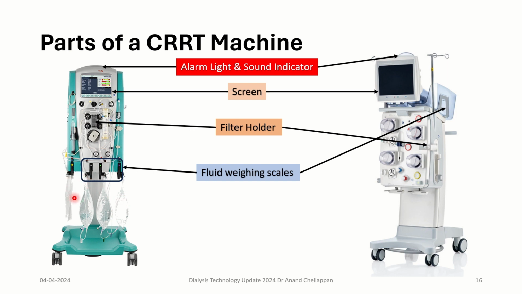Now on this side we have the effluent scale. That is, once the dialysate is used up, it gets collected in the effluent bag. So it is hung here in this machine, and it is usually hung here in this Fresenius Multifiltrate Pro machine. These are 5 to 10 liter bags.